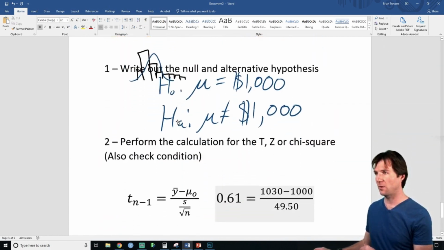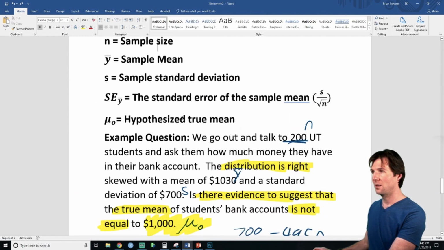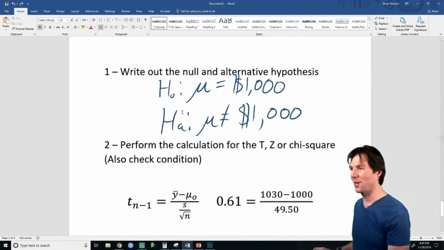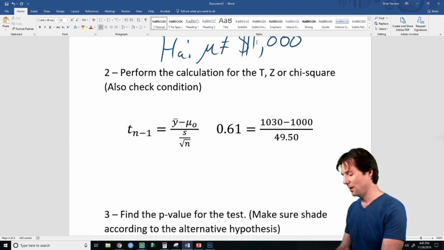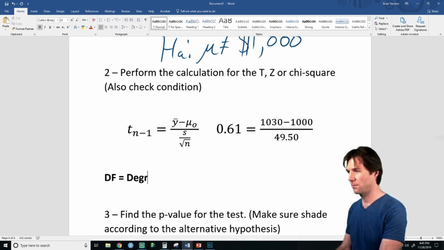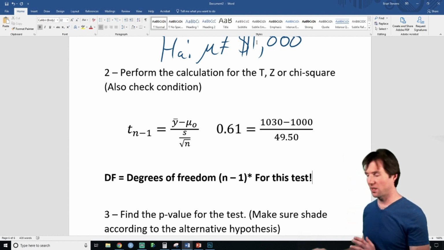Very important stuff right there, and oh no, we're going to make the notes all crazy if we leave this in, so we can't. Let's go down here and write that down here. Let's put it right here, make this look all nice, and go df equals degrees of freedom, n minus 1, and then put a star for this test. Only for this test is it n minus 1.